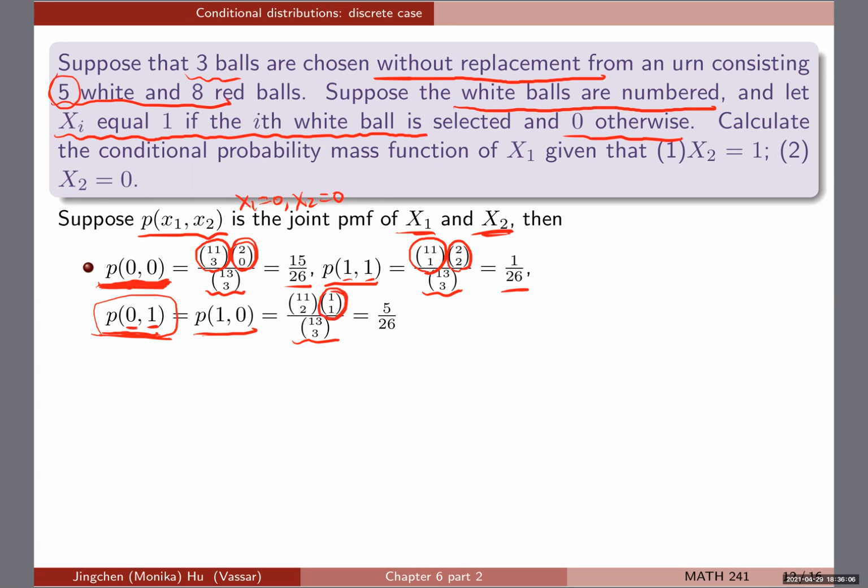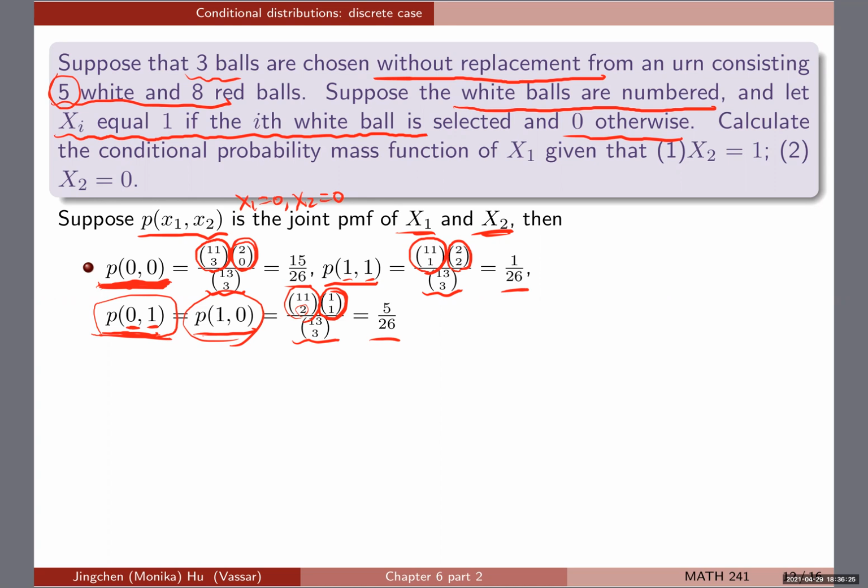But then the remaining 2 has to come from the remaining 11 because the first one cannot be selected. So in this case, it's 11 choose 2. And similarly for this case as well, you're going to have 11 choose 2 times 1 choose 1. So in the end, you get 5 over 26. Hopefully this part makes sense.